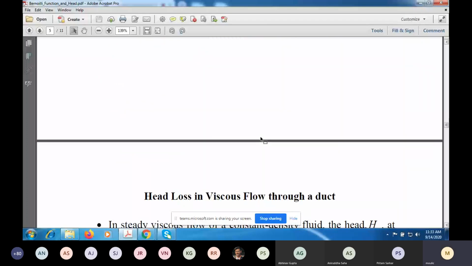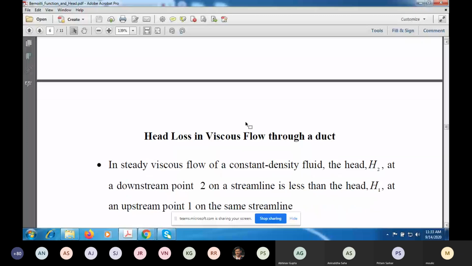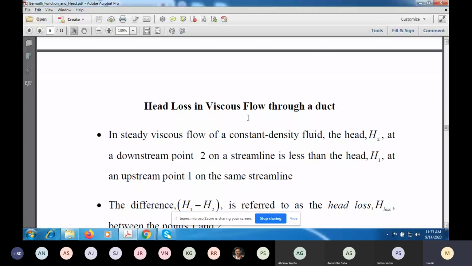Now let us review head loss in viscous flow through a duct. We'll consider steady viscous flow now, and we'll assume the density to be constant, so it could be flow of water or any other liquid. So consider 2 points on a streamline. I'll label those points 1 and 2. Now let the downstream point be 2 and the upstream point be 1.